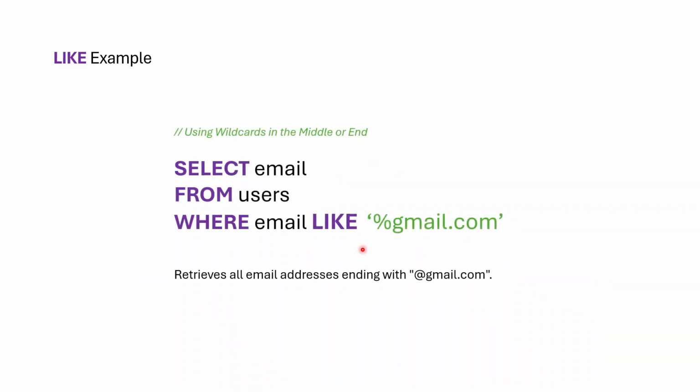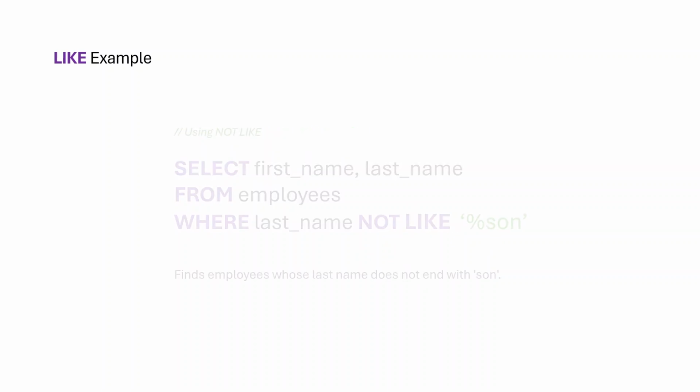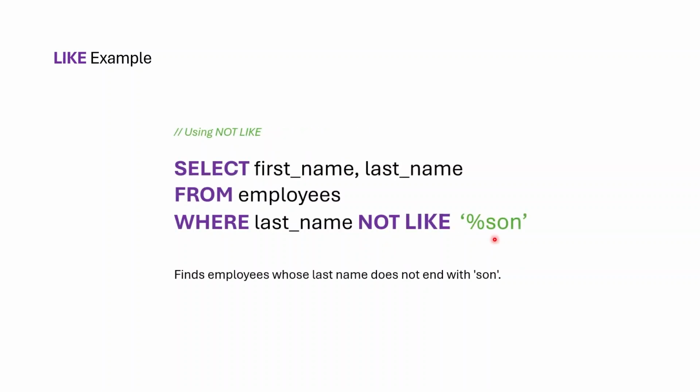Let us look at the other example. Here we have SELECT email FROM users WHERE email LIKE '%gmail'. When you run this, you will get all email addresses ending with gmail. And finally, our last example. Here we are using NOT LIKE. That means you are going to get all the employees whose last name does not end with son.